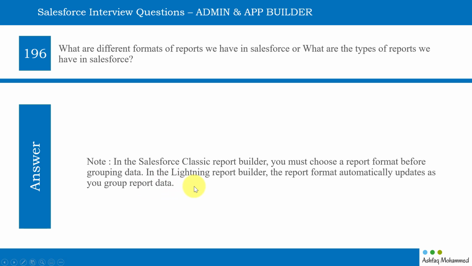What used to happen in Classic is, whenever we clicked the new report button, it would first ask which format you want to create, whether tabular, summary, join, or matrix. But in Lightning, if I simply create a report, it automatically becomes tabular. As soon as I group by a row, it becomes a summary. As soon as I group by a column as well, it becomes a matrix. And for a joined report, we have to explicitly select the option. I'll show you.